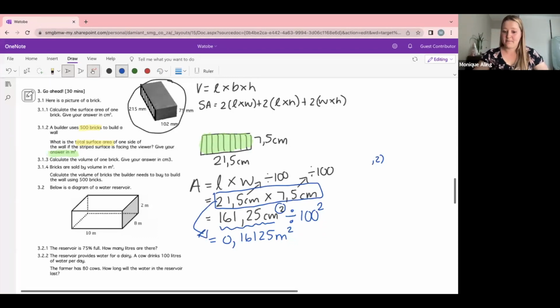Okay. So now I've worked out the area in meters squared of this rectangle. However, have I answered the question yet? What else do they want to know?